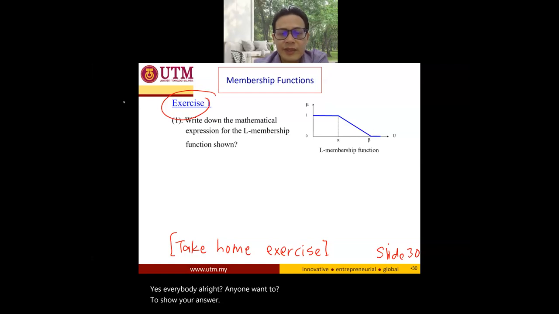We have subtitle at the bottom of the slide. You can see, right? The subtitle. Right. Okay. Anyone want to show your answer?